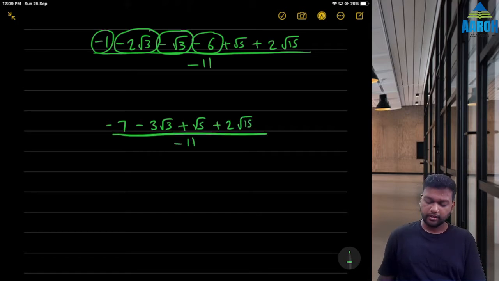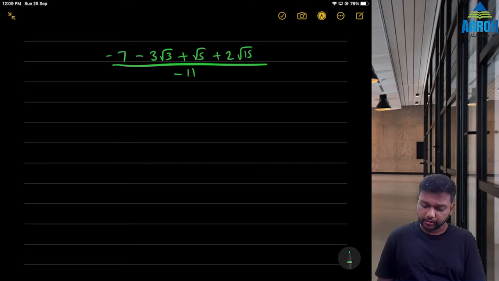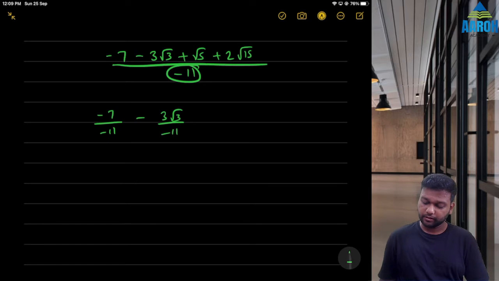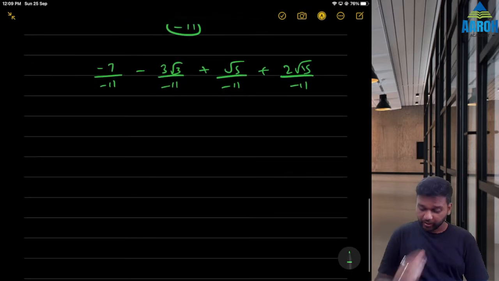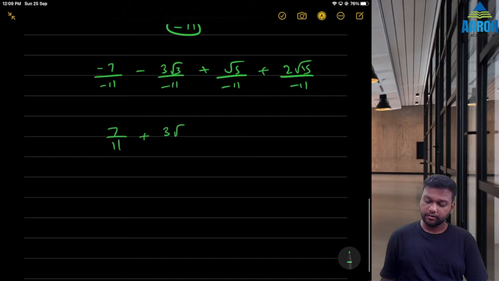Fine. So if I want, can I write it as this minus 11, I'll write it separately for each of them. So it will be minus 7 by minus 11, minus 3 root 3 by minus 11, plus root 5 by minus 11, plus 2 root 15 by minus 11. So it is going to be 7 by 11 plus 3 root 3 by 11 plus, sorry, minus root 5 by 11 minus 2 root 15 by 11.